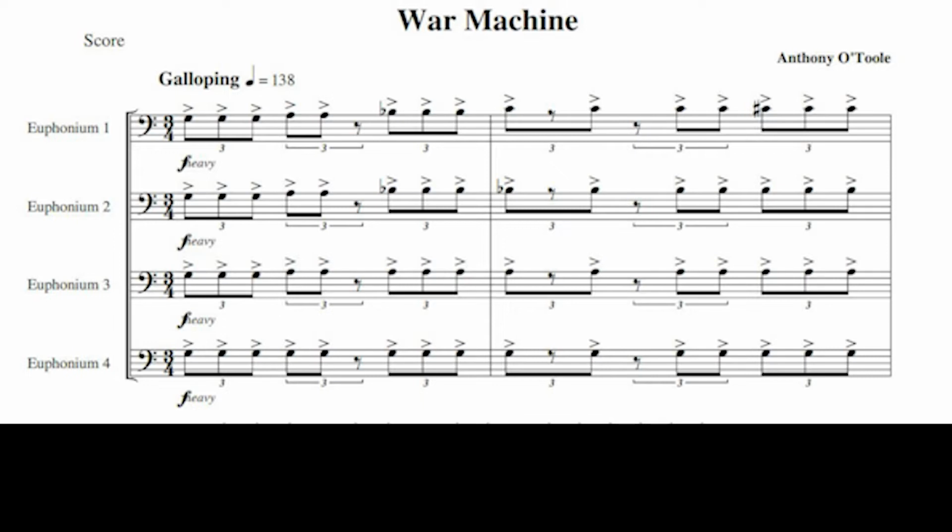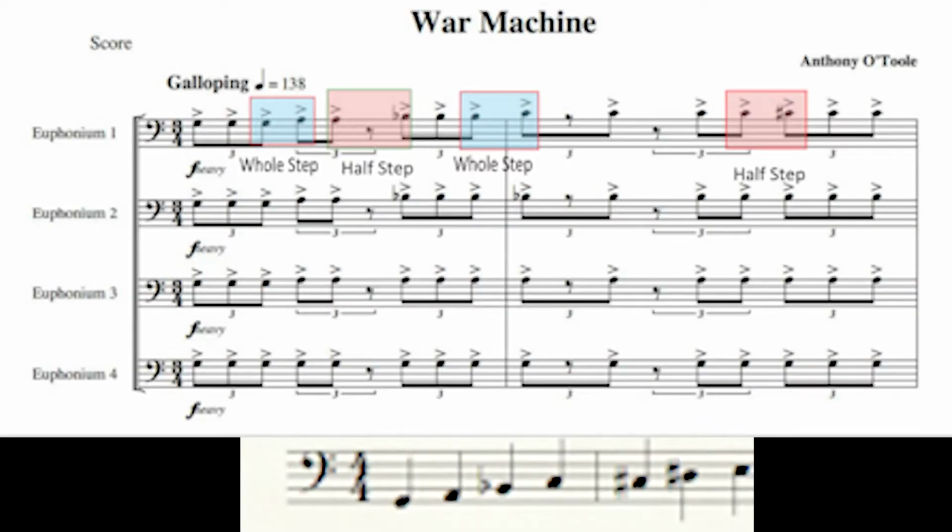That quick opening really sets the tone for the rest of this piece. And what O'Toole is doing here is making use of the octatonic scale, utilizing whole steps and half steps. If you add up all the notes from all four parts in this section, you're going to get an octatonic scale, which you can see here starting in the Euphonium 1 part.